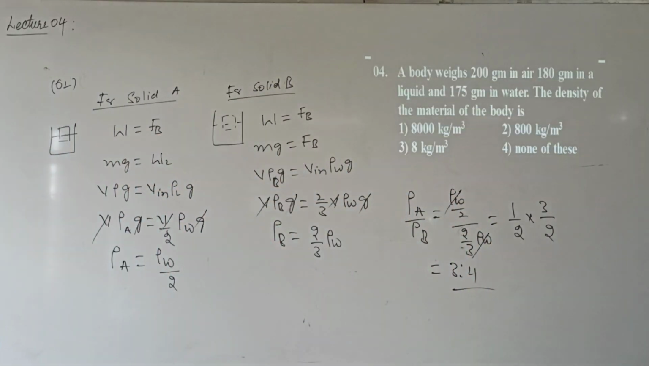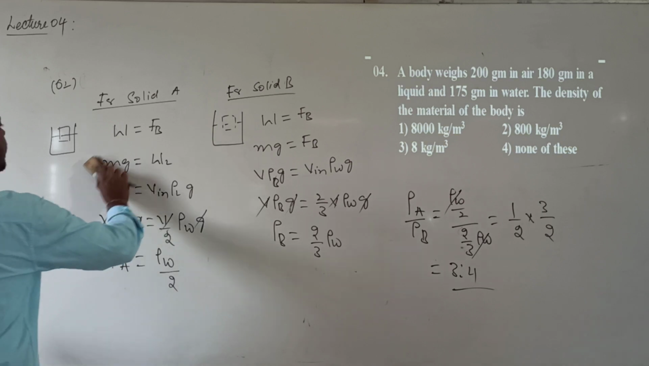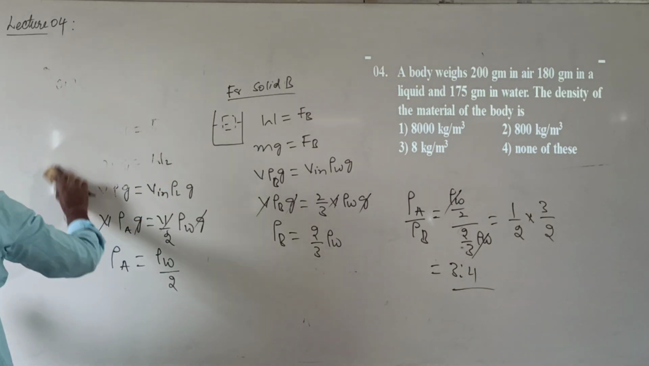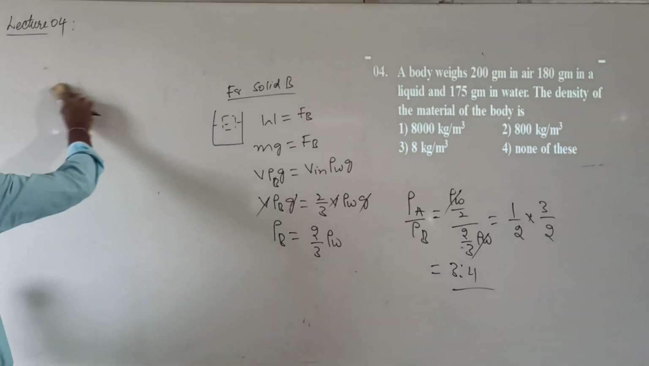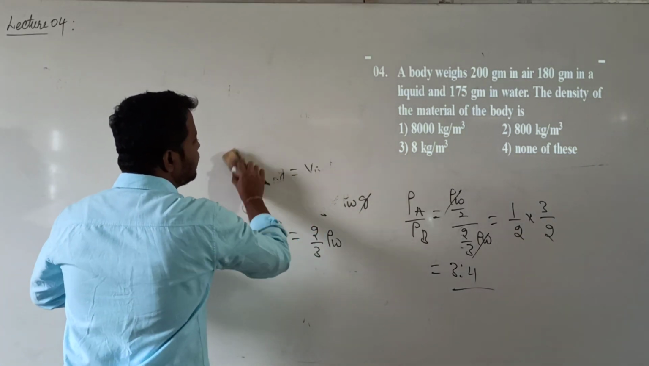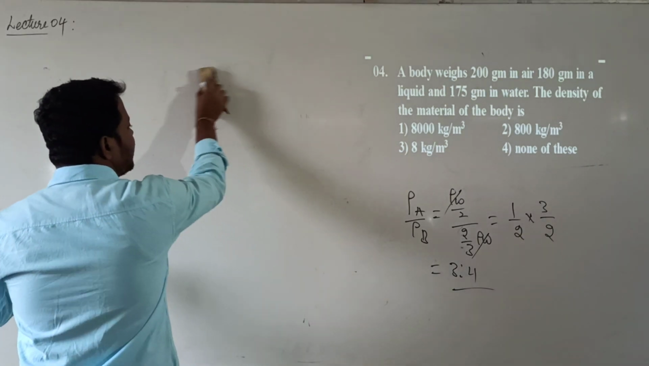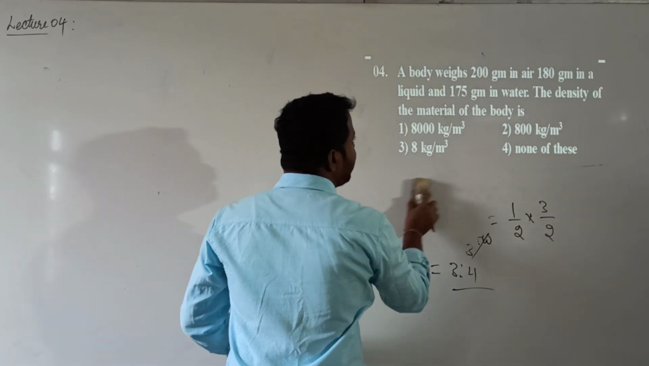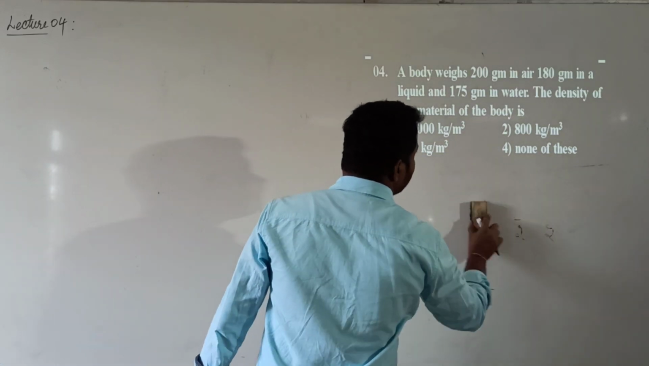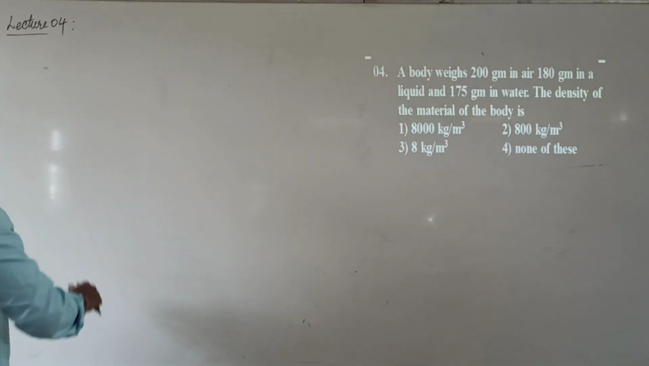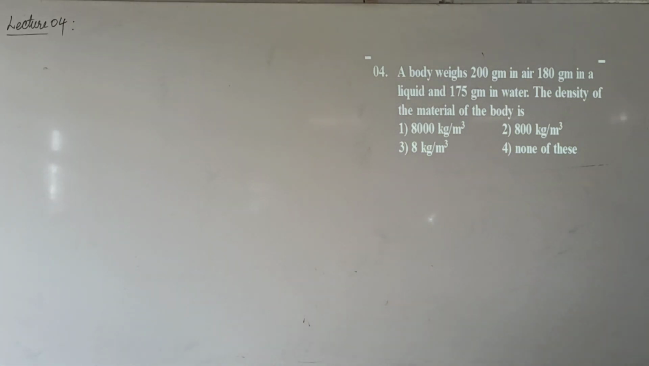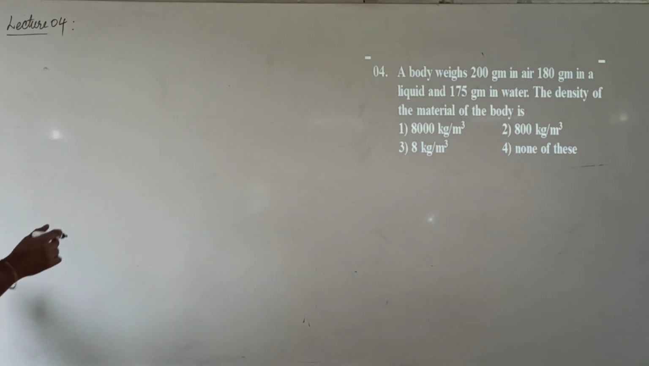The next question, question number 4. This is an important question. A body weighs 200 grams in air, 180 grams in liquid, and 175 grams in water. What is the density of the material of the body?